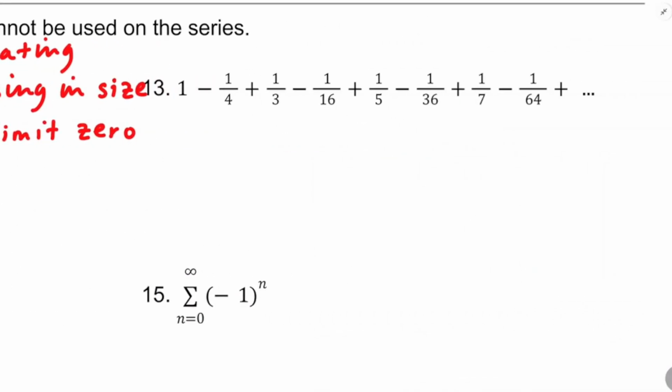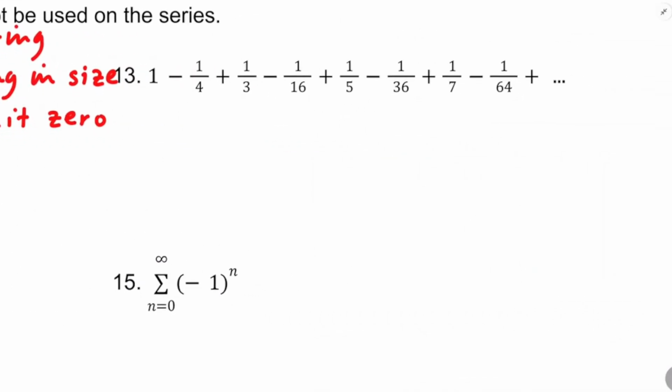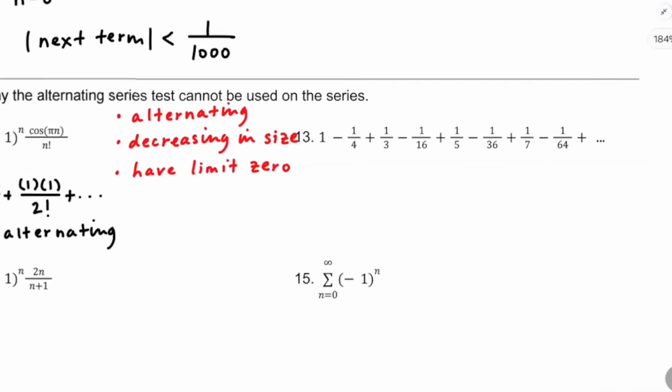All right, 1 minus a fourth plus a third minus a 16th plus a fifth minus a 36th. I see the pattern. The even terms are squared and the odd terms are just like the harmonic series terms. These terms are alternating. They are going to 0, but they are not uniformly decreasing in magnitude. So I'm just going to say terms are not decreasing in magnitude.